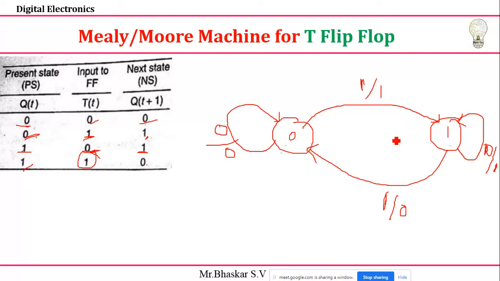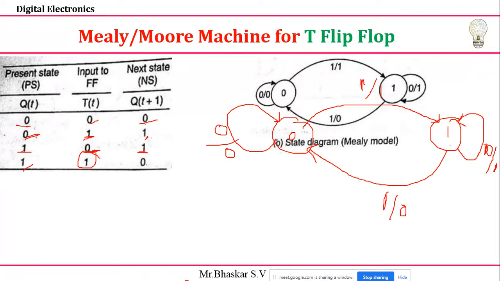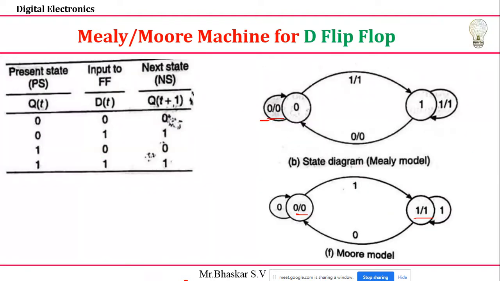Is it clear about this one? Then you write for the Moore model, just try for the Moore model. Similarly, just analyze and write. I'll show that this is the Mealy model you got. And when it comes to the Moore model, same thing, but outputs we are going to represent differently.